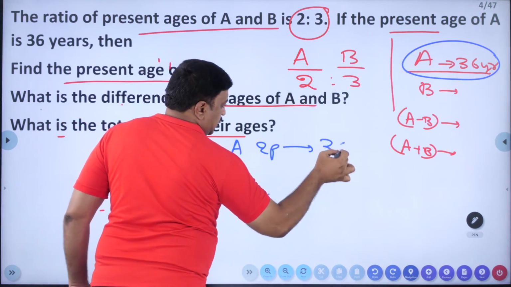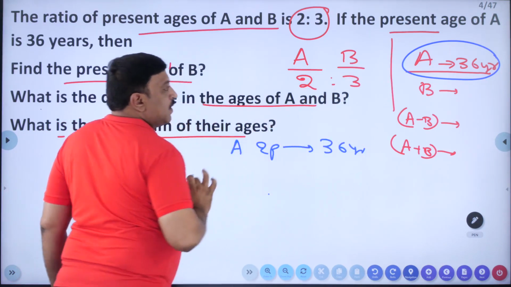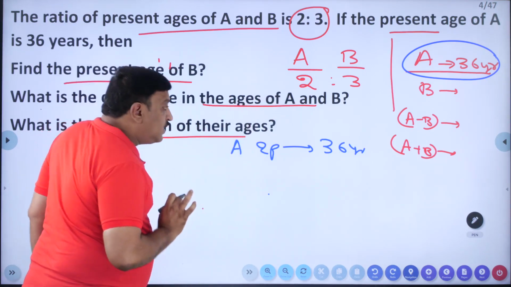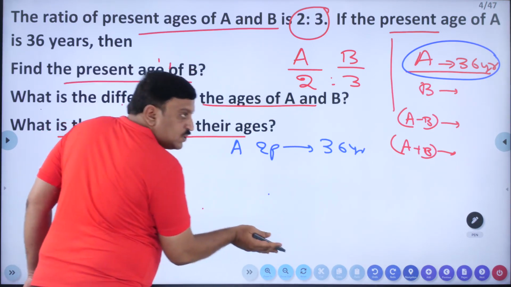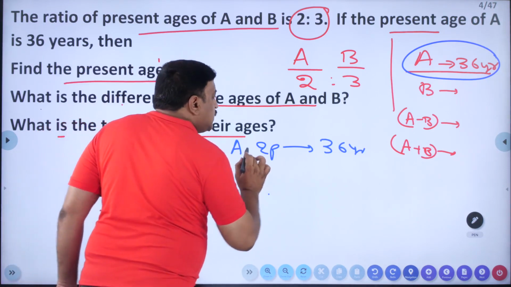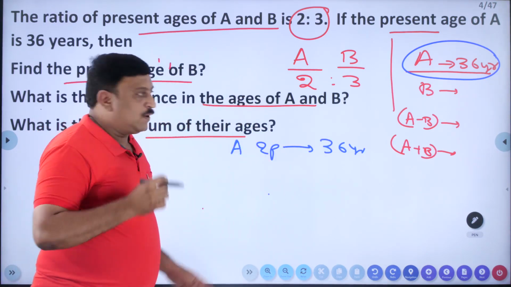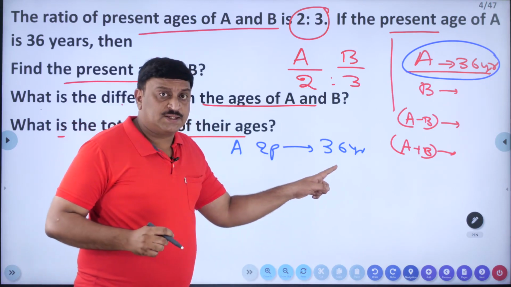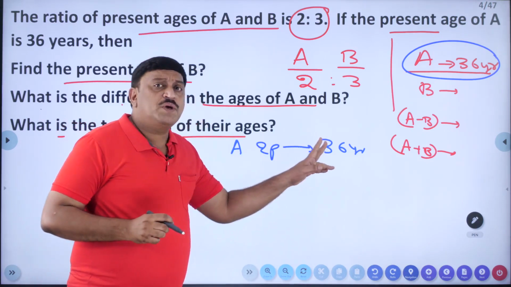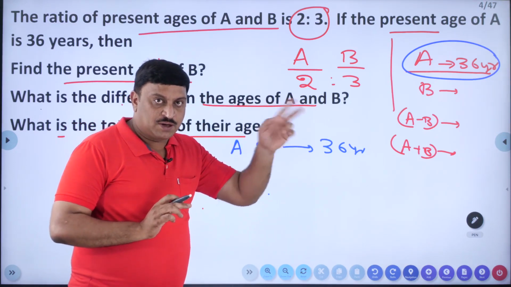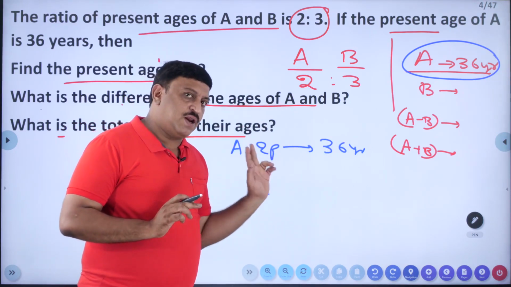36 years. Then what about B? But just before going to the question part, observe how these 2 parts are related to 36 years. 2 into how much is 36? What is the method of calculation?